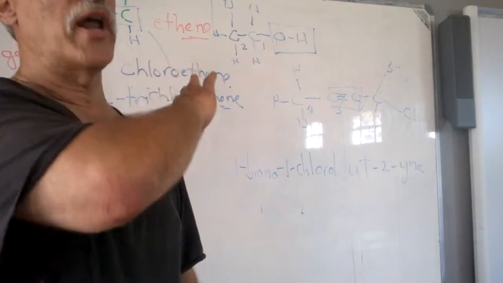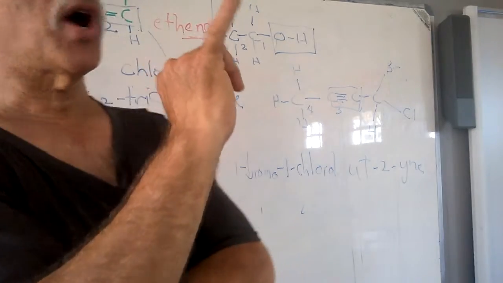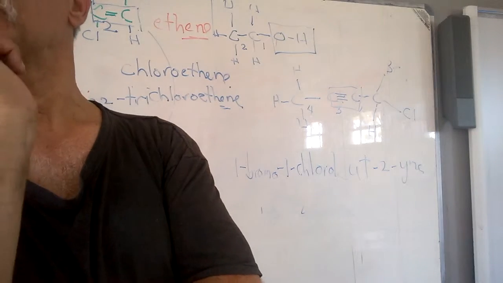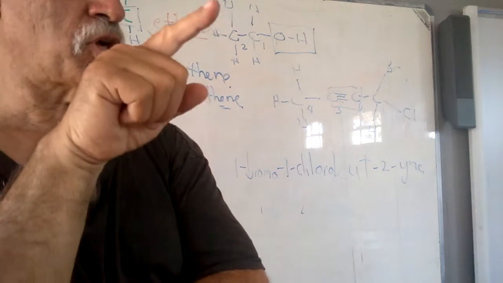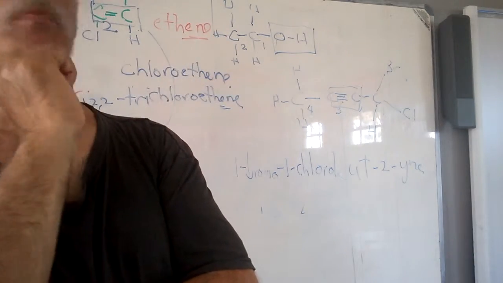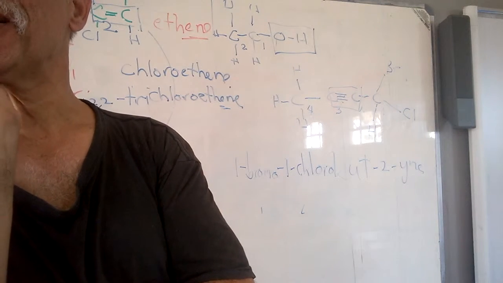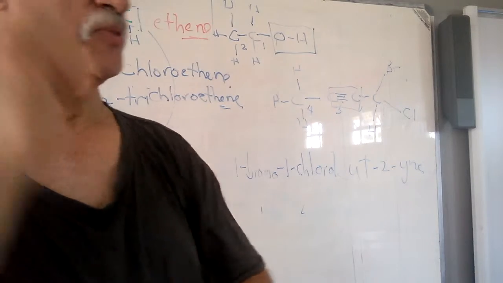Okay, what I want you to do is to try with that set of rules to name everything on that sheet as well. You've numbered the carbons, now name them. Name everything that you can name on that sheet. I'll come and help you.